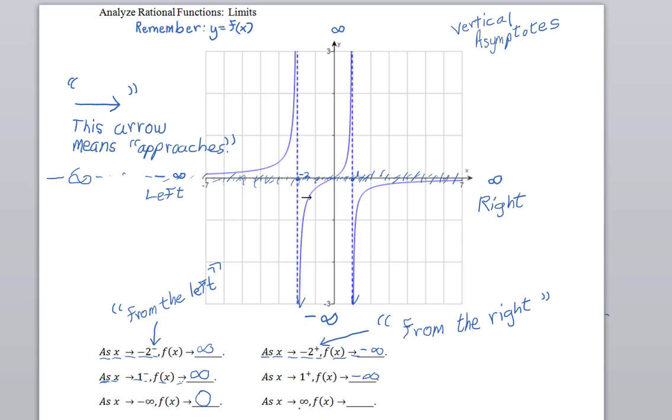And as x approaches positive infinity, that is, as x goes all the way to the right, what are the y coordinates doing? Well, they're also approaching the x-axis, but from underneath. But the x-axis is y equals 0. So I would say 0.